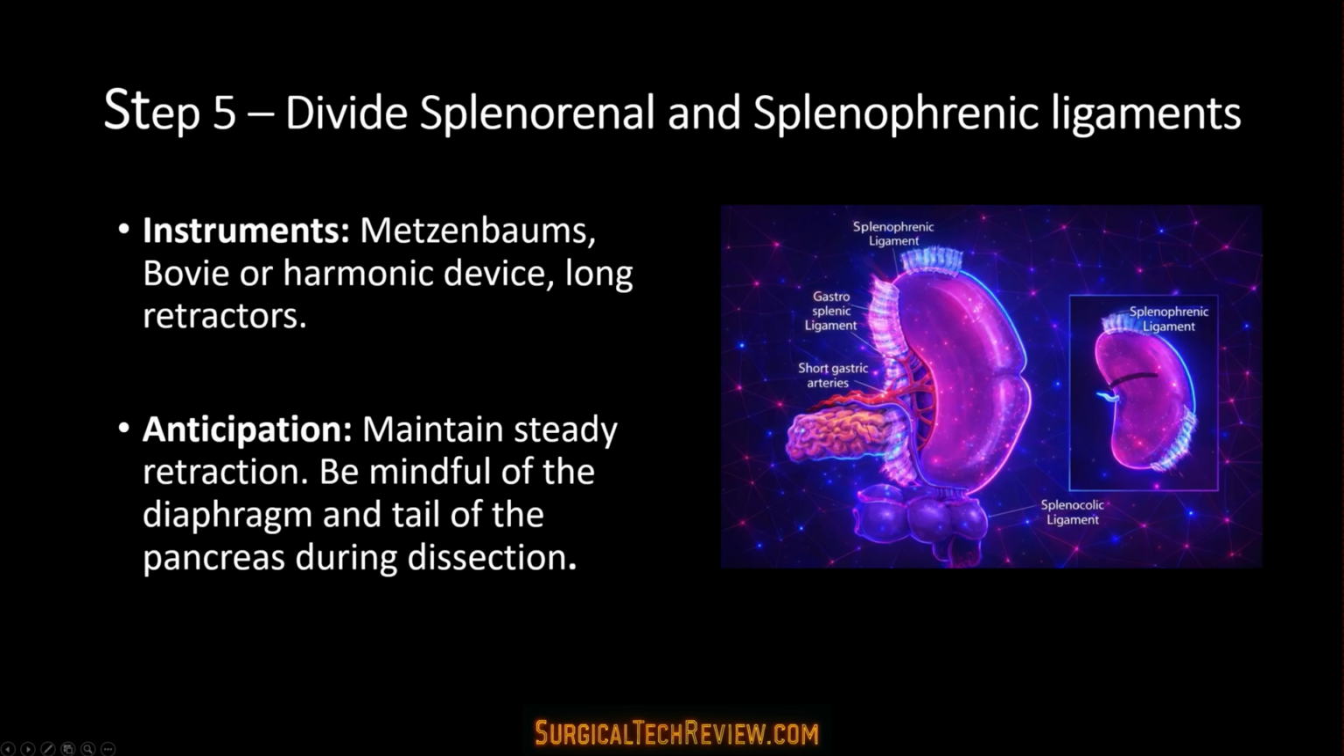Step 5. Divide splenorenal and splenophrenic ligaments located at the apex of the spleen. You're going to need Metzenbaum's, Bovie, or harmonic device and long retractors. Maintain steady retraction. Be mindful of the diaphragm and tail of the pancreas during dissection.